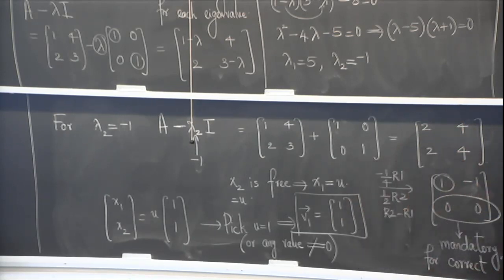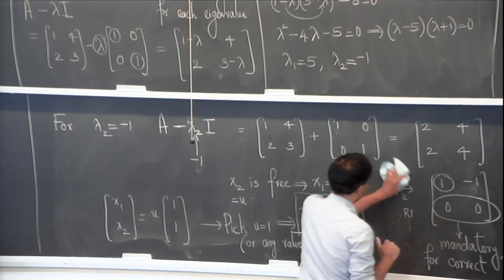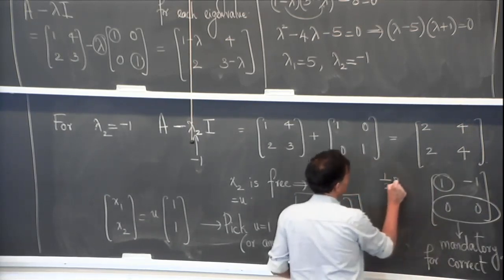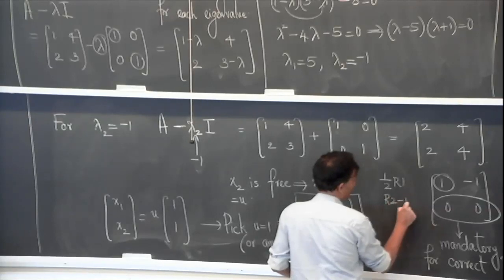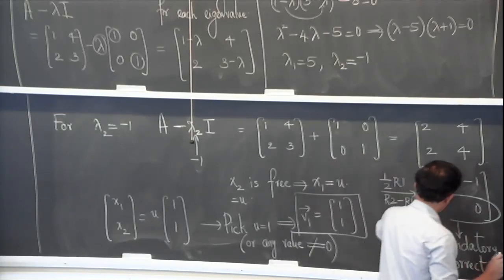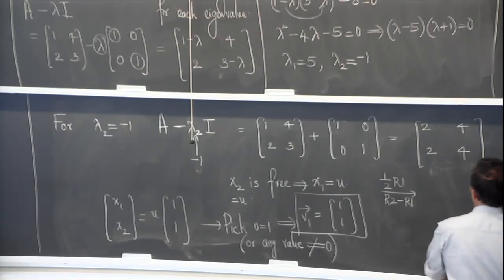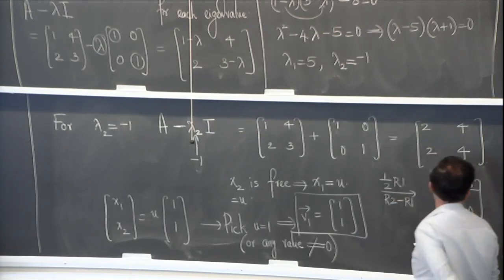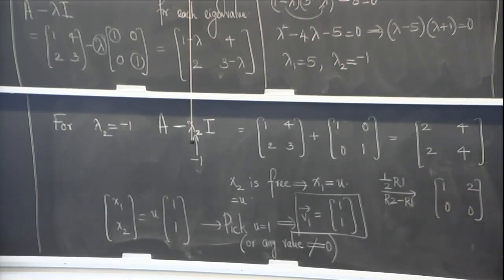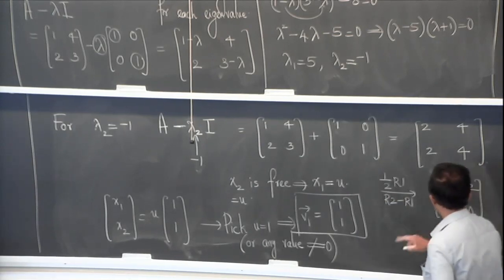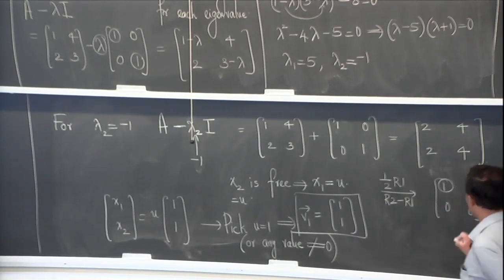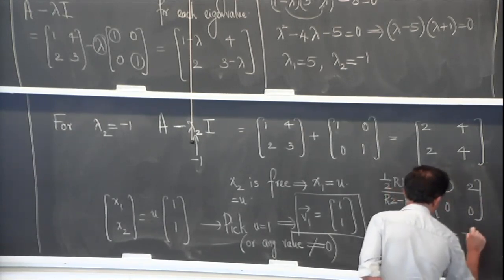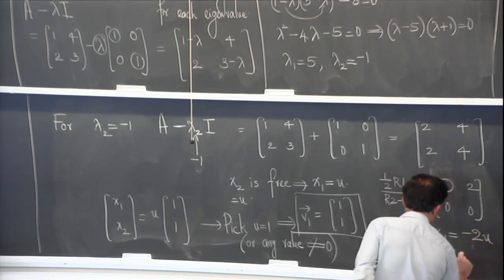You kind of know you're on the right track because it already looks like you're going to get a row full of zeros here. So you have 1/2 R1, R2 minus R1, whichever you want to do first, it's up to you. And you get 1, 2, 0, 0. Once again, x1 is basic, x2 is free. So x1 equal to negative 2u, where x2 is u.